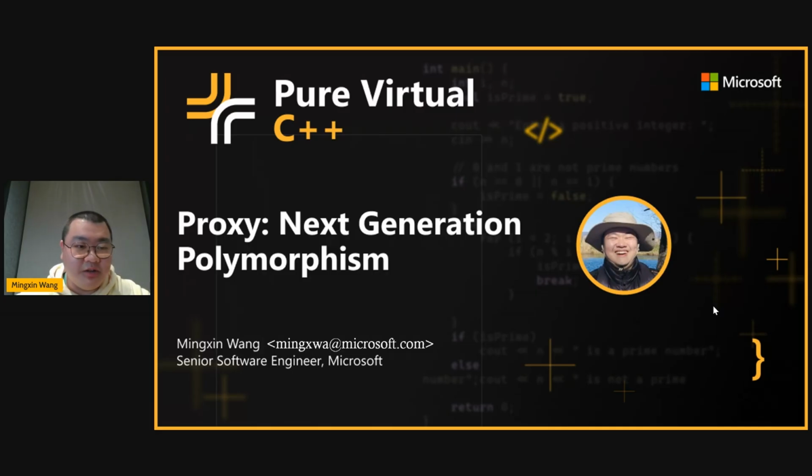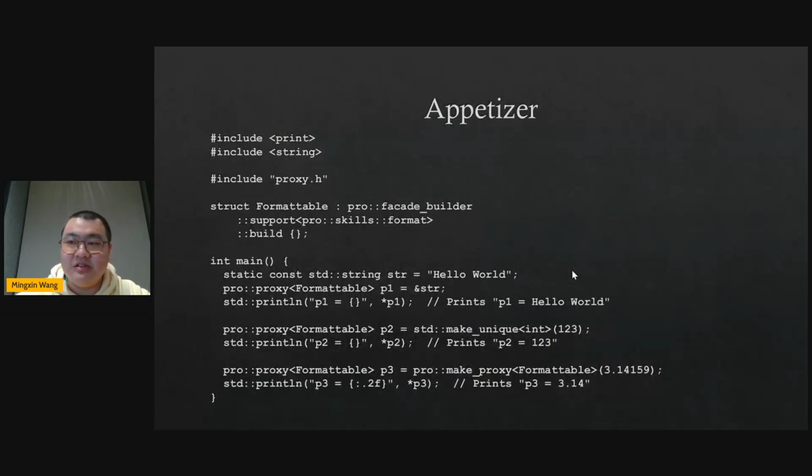So this talk is about Proxy, and the title is Next Generation Polymorphism, which is also the title of our GitHub repository. Before we get started, I would like to show a little bit of an appetizer. This is the code you can write with the next version of Proxy, not the current version. The support pro skill syntax is for the next major release. So let's go a little bit inside the code.